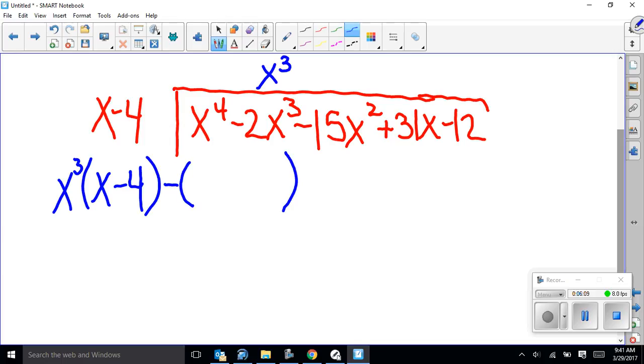All right, so multiplying this out, x cubed times x is x to the 4th, and then x cubed times negative 4. Because there's two sides of one square, and then there's three sides of a cube. All right, so distributing our negative, this becomes negative 4, and then negative times negative becomes positive. So now x to the 4th minus x to the 4th cancels. So negative 2x cubed plus 4x cubed.